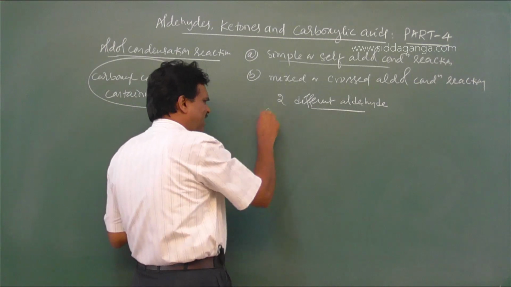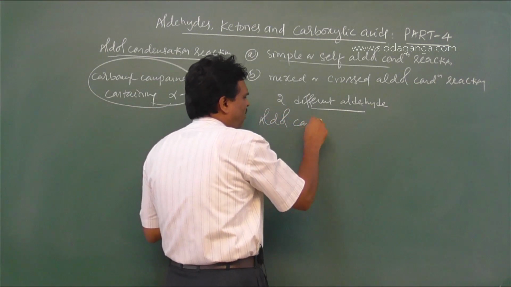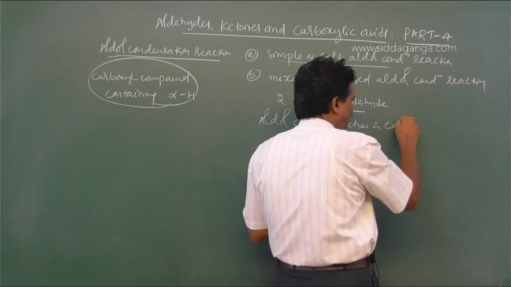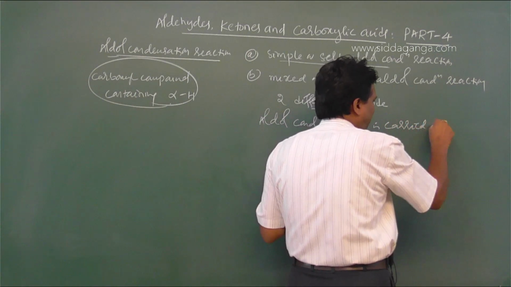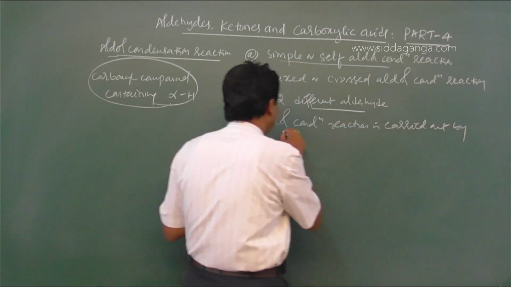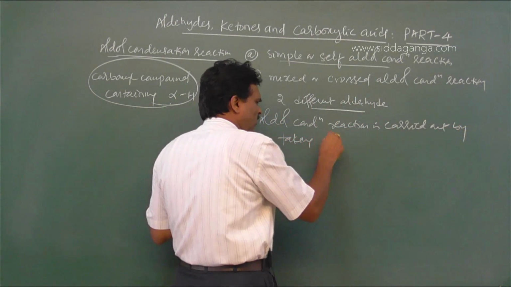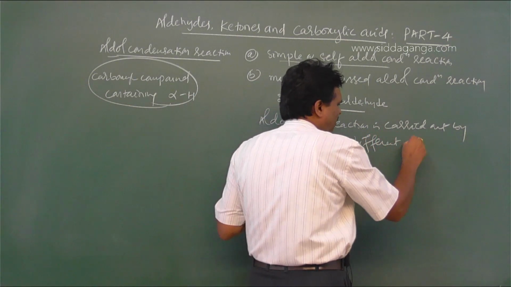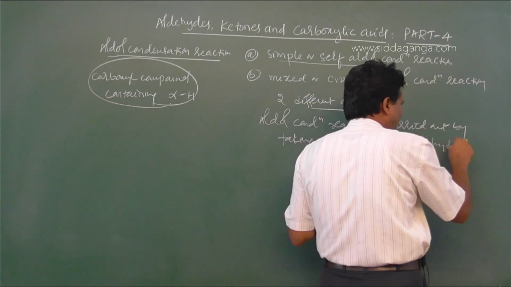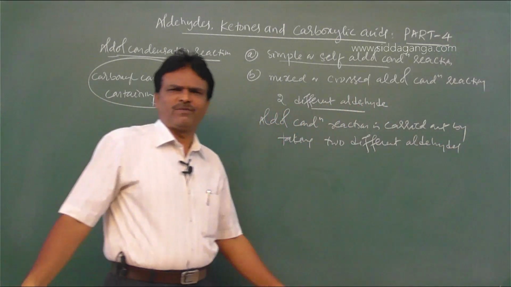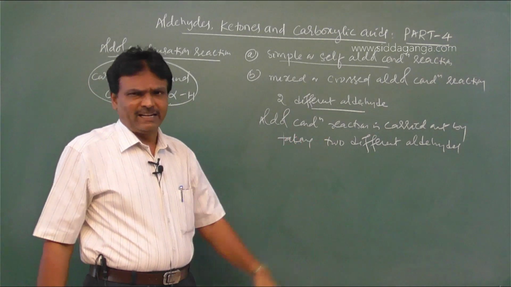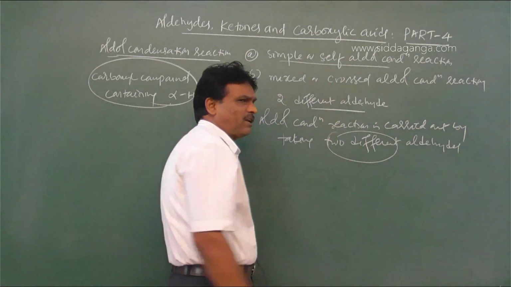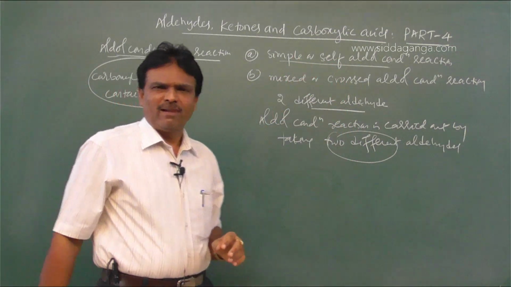So aldol condensation reaction is carried out by taking two different aldehydes or two different ketones, aldol or ketol. If two same or similar kind of aldehydes are used, that is simple or self aldol.